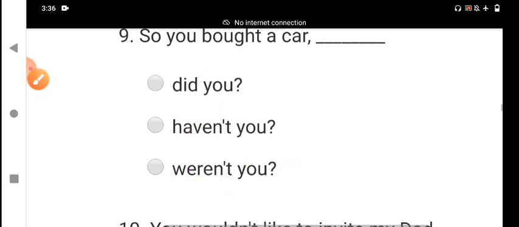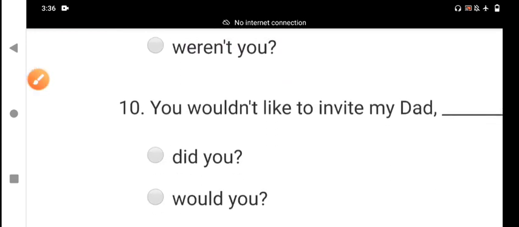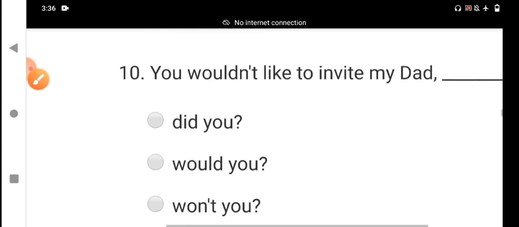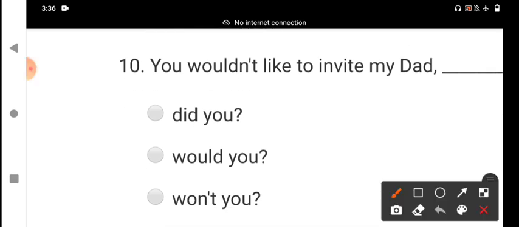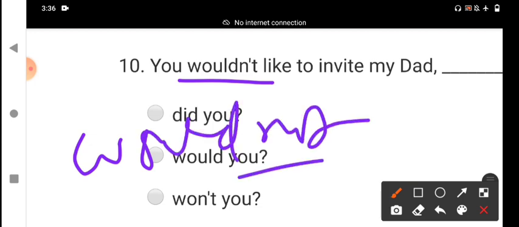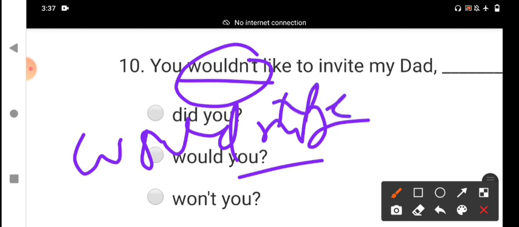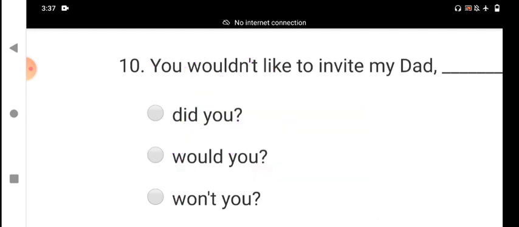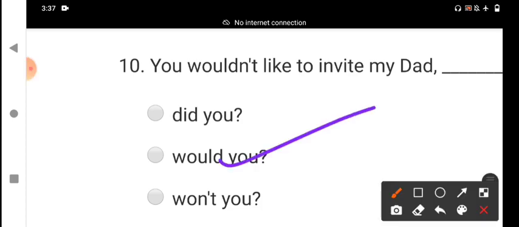Okay, my dear students. Next, we go to the tenth one. What is this question based on? He wouldn't. Wouldn't means would not. Wouldn't like to invite my dad. It is a negative sentence, a negative statement. It takes the positive tag. What is the answer? We take the positive tag. A positive tag has the same helping verb, the modal verb, and a pronoun. That means the positive tag is would you. The right answer is would you.